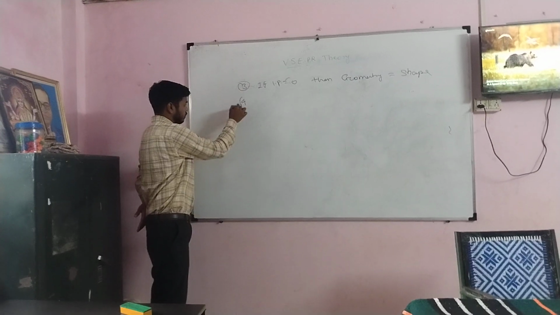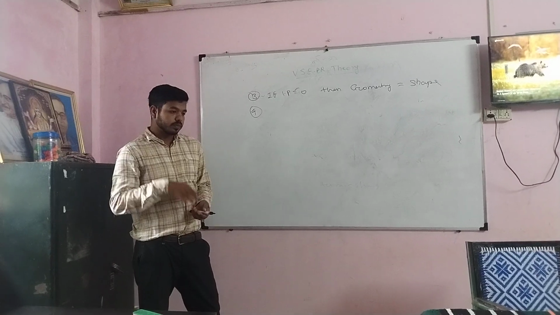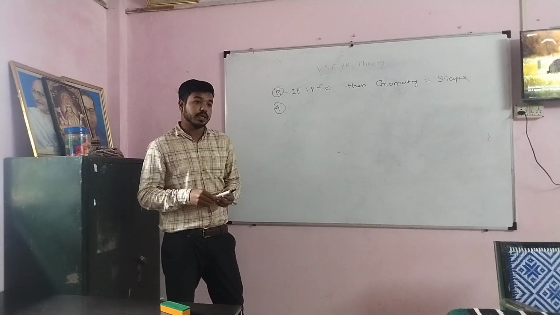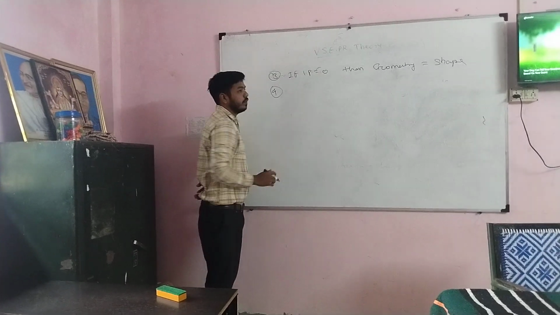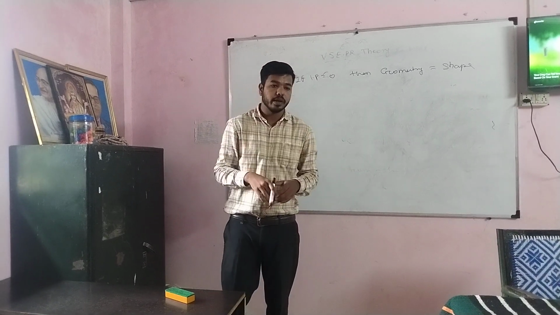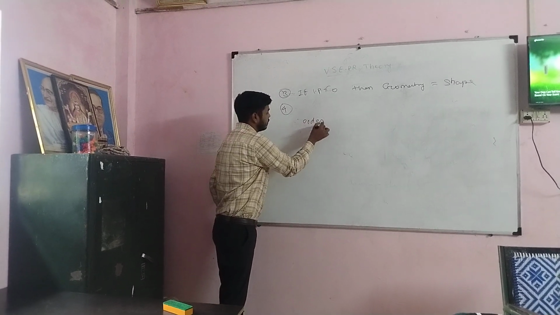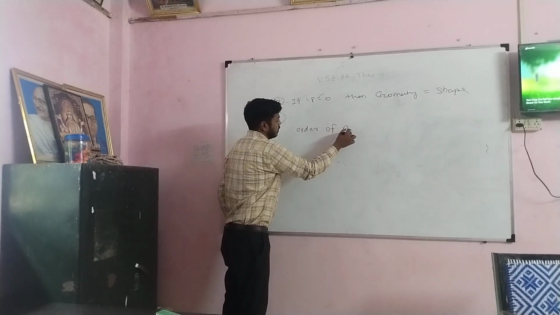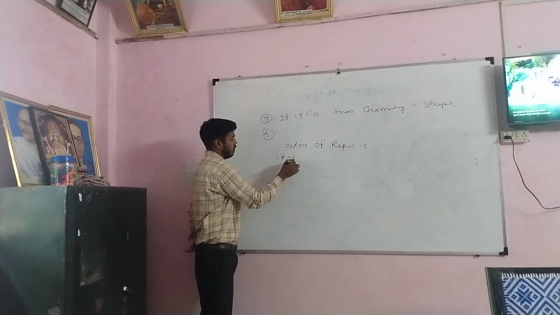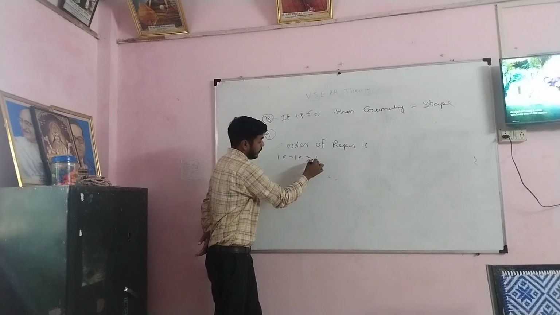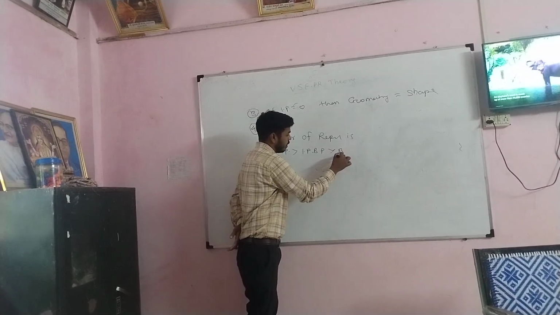Then the fourth rule. Lone pairs on the central atom occupy more space. That's why the repulsion between lone pairs is maximum. Therefore, the order of repulsion is lone pair-lone pair greater than lone pair-bond pair greater than bond pair-bond pair.